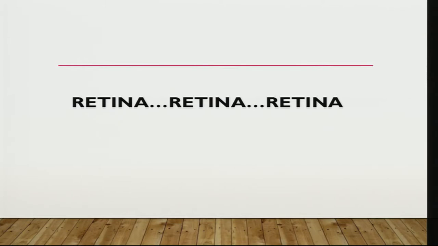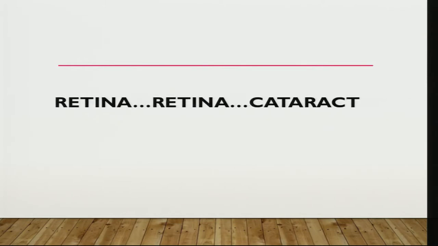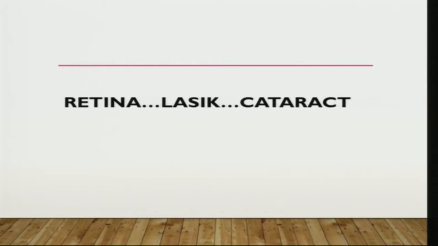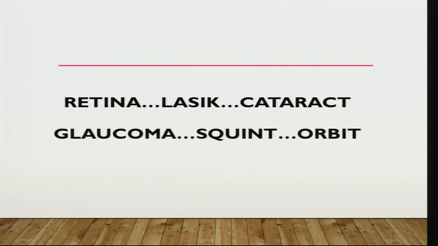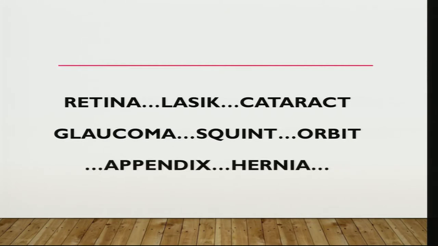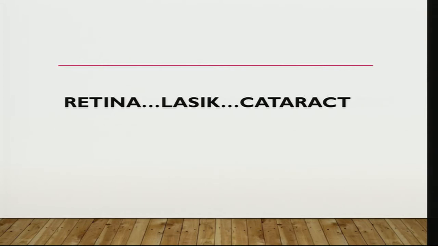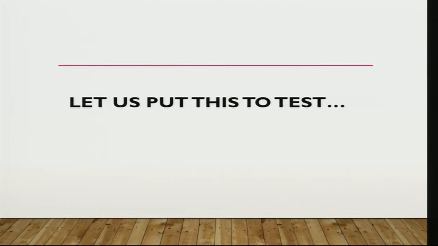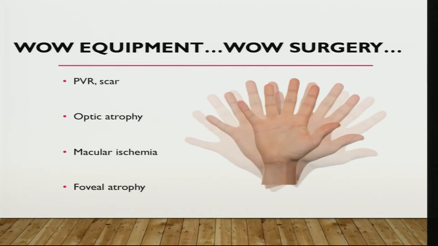So if you're all about retina, you'll start tilting towards, okay, fine, let me do a few cataracts, retina, cataract. You'll go on to, okay, fine, retina, LASIK, cataract. And then obviously you'll feel satisfied, go on to, okay, I'll add glaucoma, I'll add squint, orbit, maybe even appendix, hernia. That's a little bit too exaggerated. So let's restrict ourselves to retina, LASIK, cataract. Let us put this model to test.